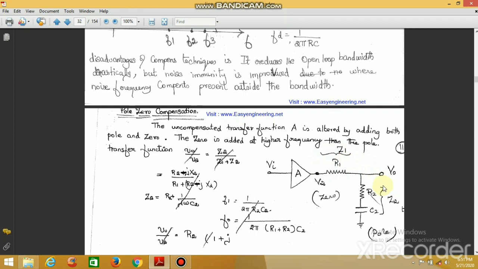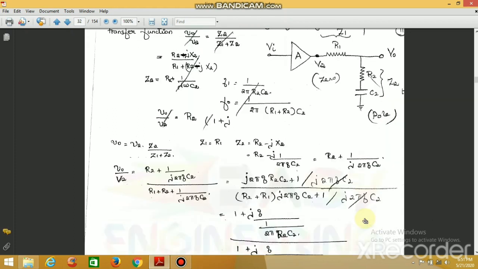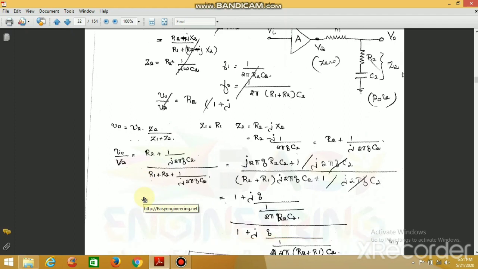So here we are calculating the uncompensated transfer function as A, and it has been changed by adding a pole and a zero. The pole is nothing but the addition of resistance and capacitance, and the zero is nothing but the resistance. So the pole will be added at the lower frequency, and the zero will be added at the higher frequency. When we go for the derivation, you can just go through it.